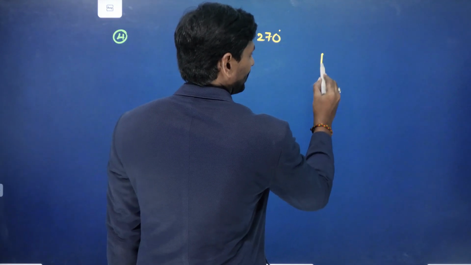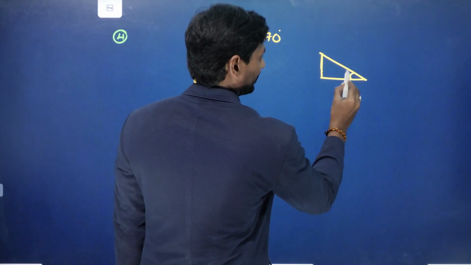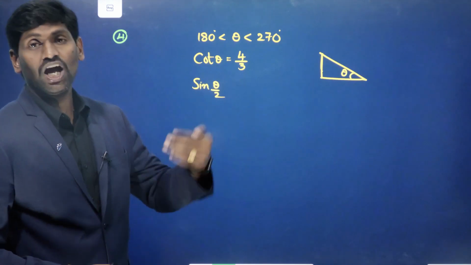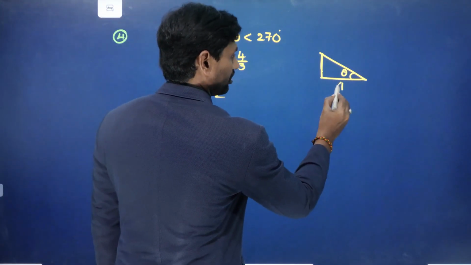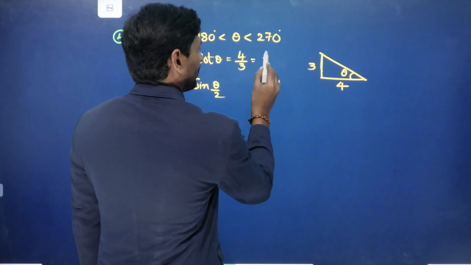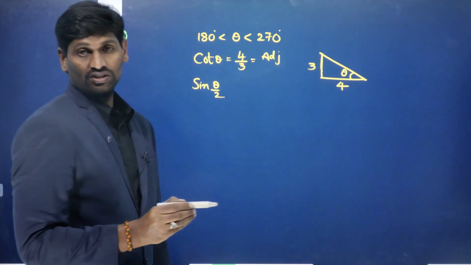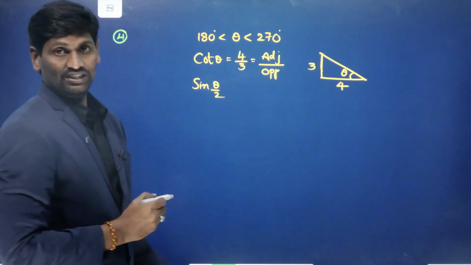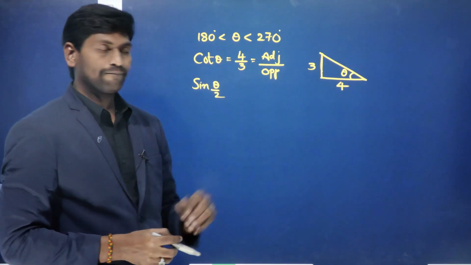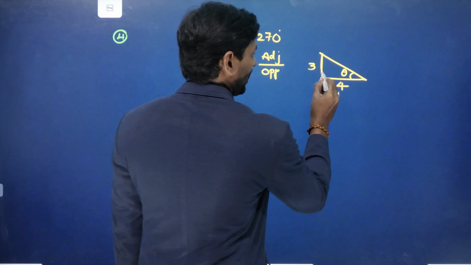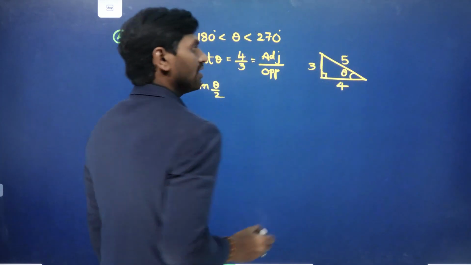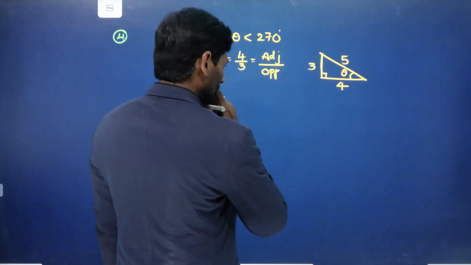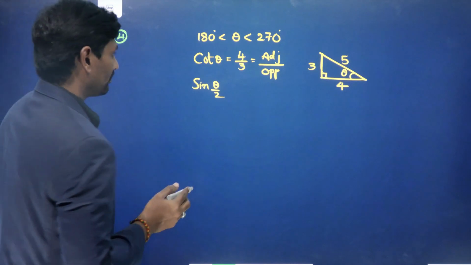Let us take a right angle triangle. If I take theta here, what is the cot ratio? Adjacent by opposite. According to the trigonometric ratios, the cot ratio is adjacent side by opposite side. So the adjacent side is 4 and the opposite side is 3. By using the Pythagoras theorem, the hypotenuse will be 5.